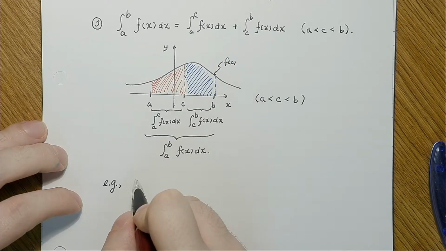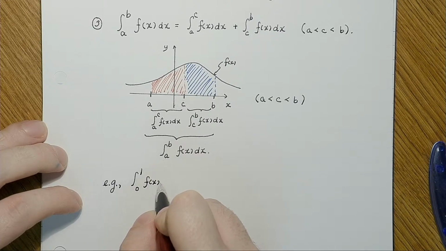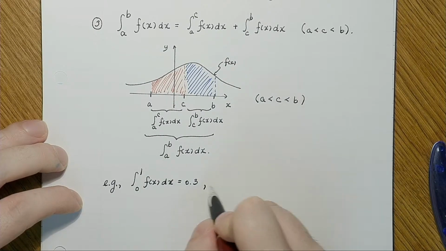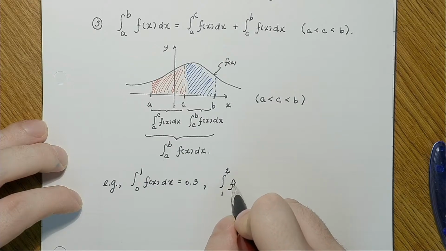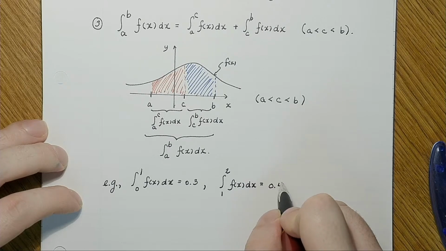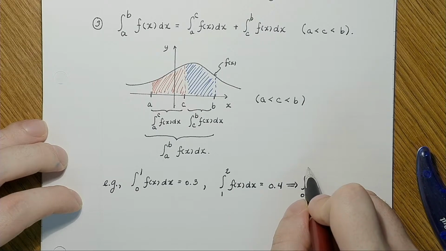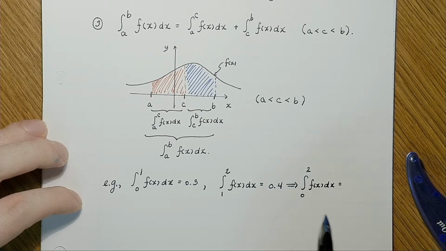So for example, I could have something like this: the integral from 0 to 1 of f of x dx is equal to 0.3. The integral from 1 to 2 is equal to 0.4. So then what is the integral from 0 to 2 of f of x dx?